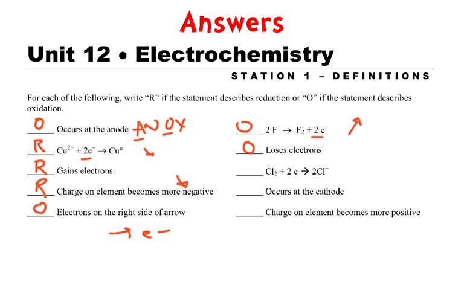Here's some electrons on the left side of the arrow, so that's reduction. And you can see the charge on this is 0 and going to -1. So 0 down to -1, that's reduction. Occurs at the cathode. Okay, reduction always occurs at the cathode, and the mnemonic there is red cat, which means reduction at the cathode. Charge on the element becomes more positive. More positive is oxidation.